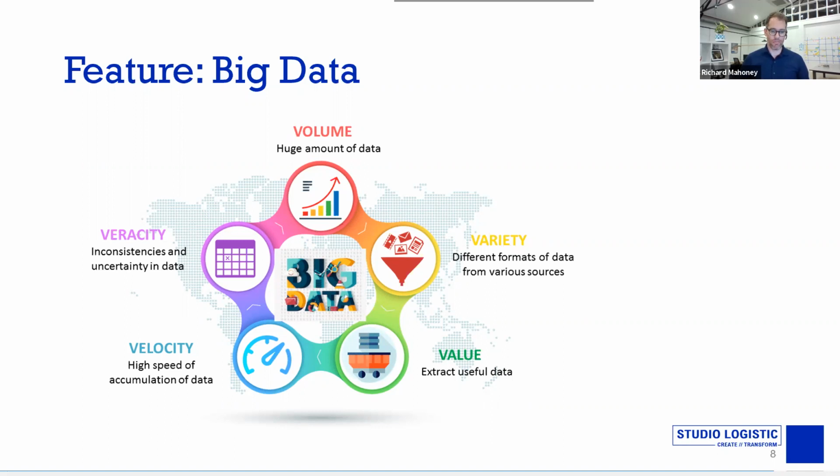Velocity, again, if we're talking real-time systems, we're talking about acquiring and processing data tremendously quickly. A stat that gets rolled out is something like 90% of all data created by humanity has been created in the last 2 years, and that's been true for about the last 10 years. So it's accelerating at a phenomenally exponential rate.